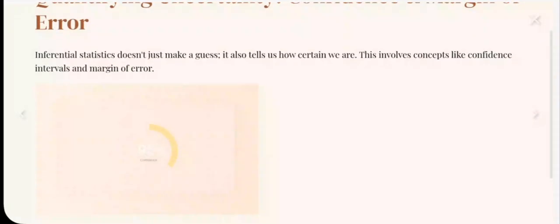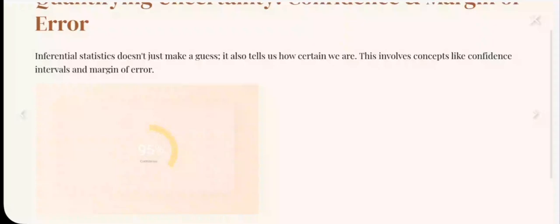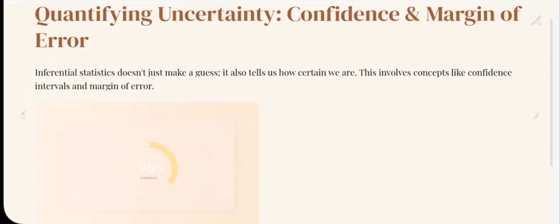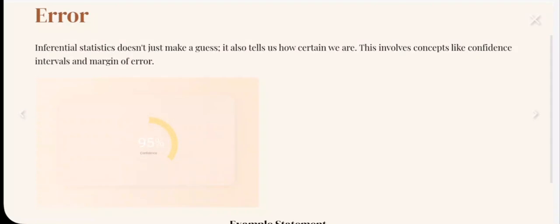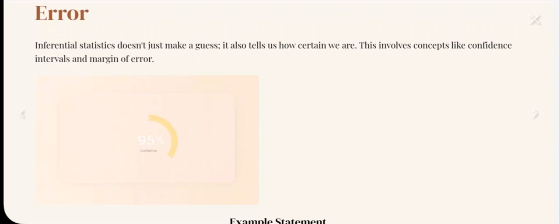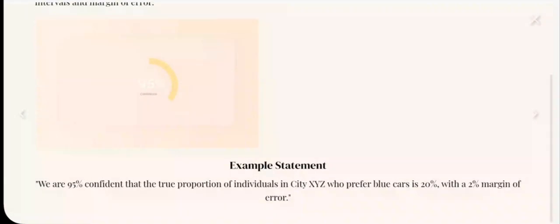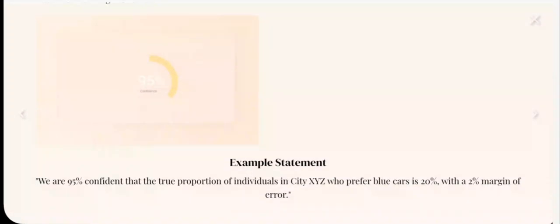Now, there's something known as confidence intervals, which also falls under inferential statistics. So we could say that we are 95% certain or 95% confident that 20% of the individuals living in city XYZ prefer to drive blue cars within a 2% margin of error.